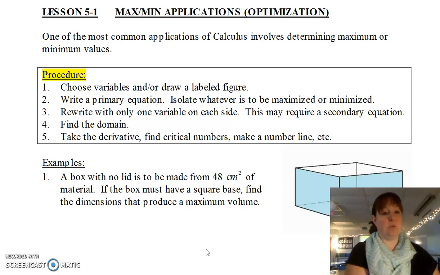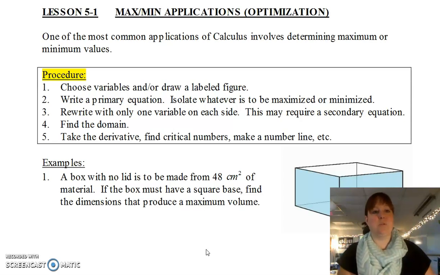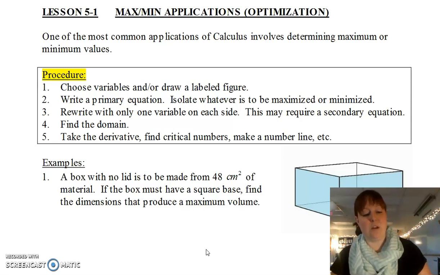So our first step is we're going to figure out what equations we're talking about. Now remember, our primary equation is going to be the thing we're going to maximize or minimize, right? So, actually this is step number 2. The first one is to choose variables and draw a labeled figure. So I should probably do that. Let's go ahead and do that. We're going to label this figure.